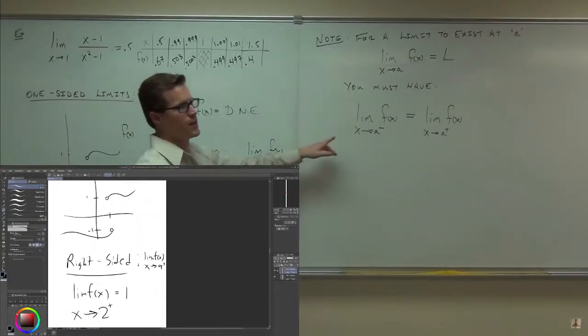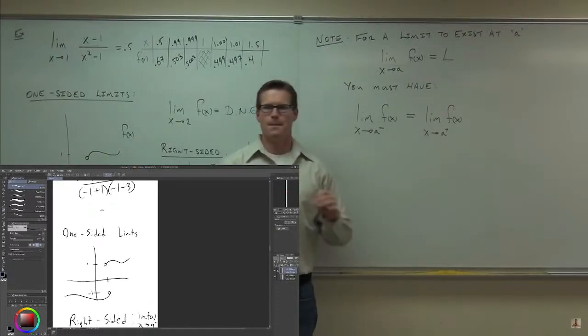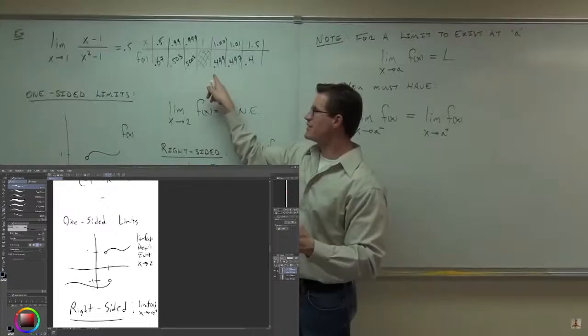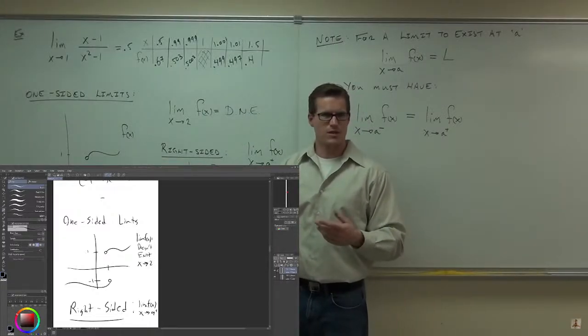This says the limit from the left and the limit from the right must be the identical number. Do you remember this example? Look up here on the board. Hey, you said the limit existed because that's 0.5 and that's 0.5, basically. It's coming to 0.5. You with me on that? What if this was 0.5 and that was 7? Would that be the same number?